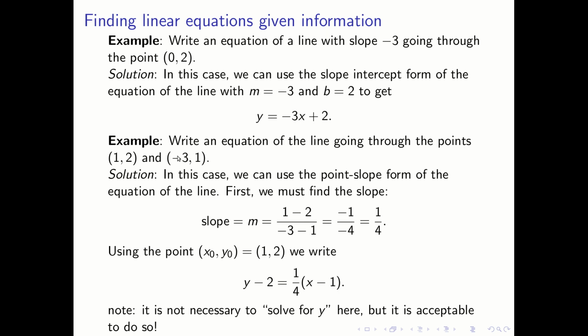You could also use the point (-3, 1), but I decided to use (1, 2), and so I just plug them into the point slope form, and I get this equation here. Now you're certainly welcome to solve for y, but it's not necessary. I will accept this as a perfectly good final answer because it is an equation of the line.